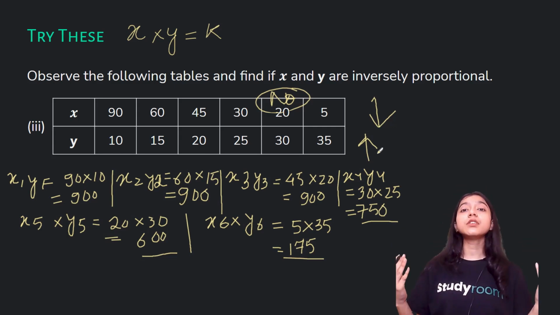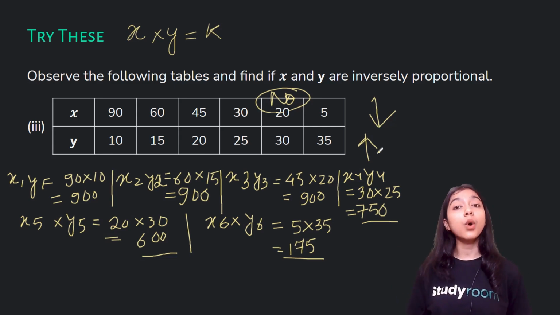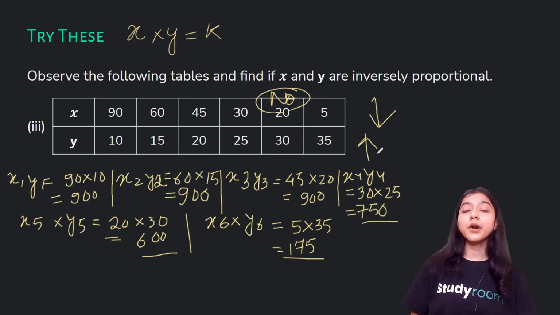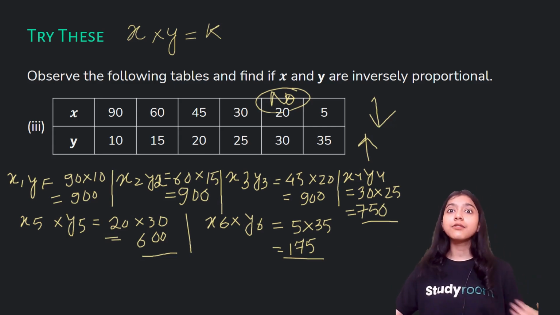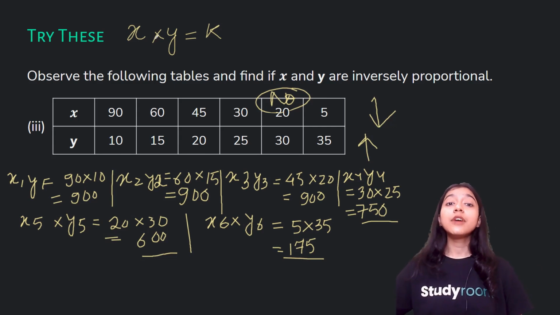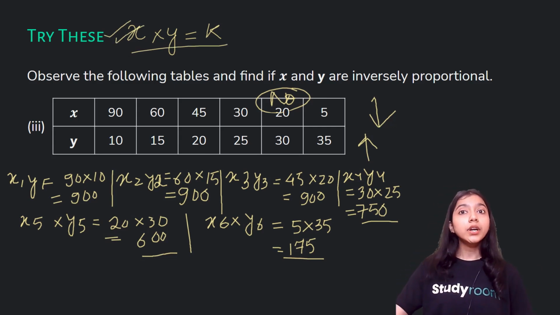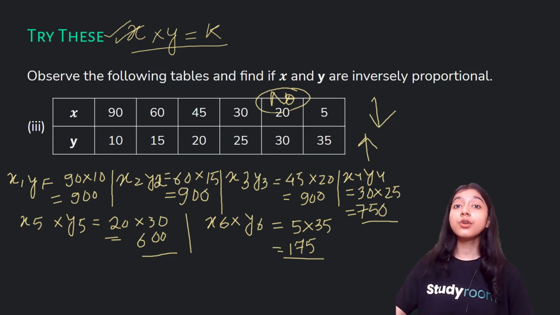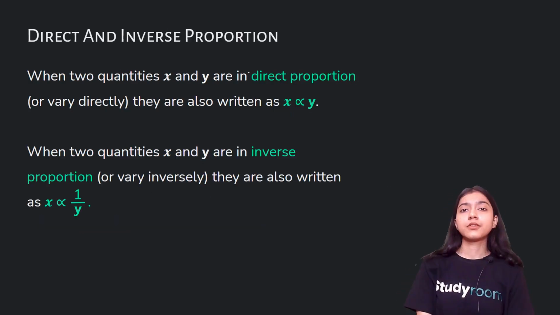That means x1 y1 should be equal to x2 y2, should be equal to x3 y3, and this should be a constant number. So this is a very important thing. Over here, just by seeing that x is decreasing and y is increasing, you cannot conclude that this is an inverse proportion. You have to check this necessary condition. That means the product is a constant or not. So just keep this in mind while solving the numerical problems.